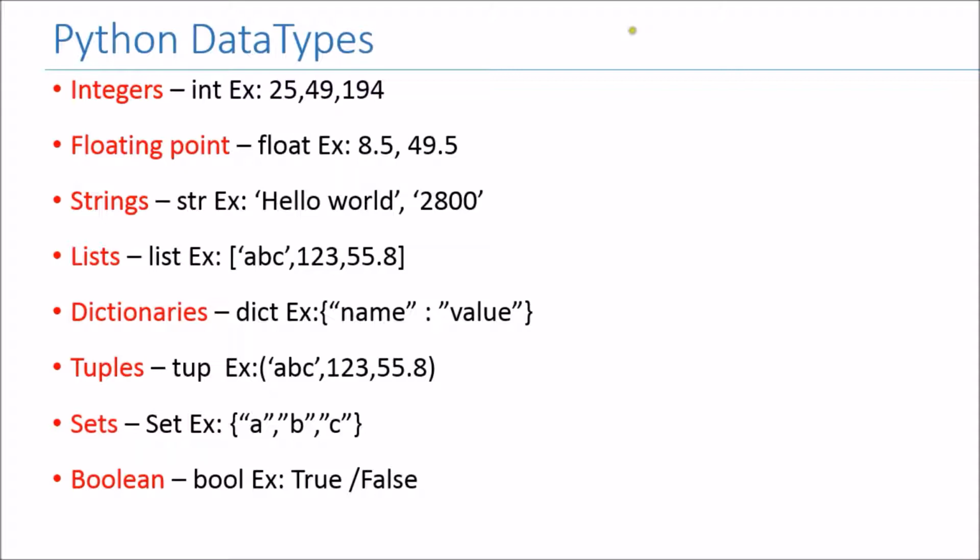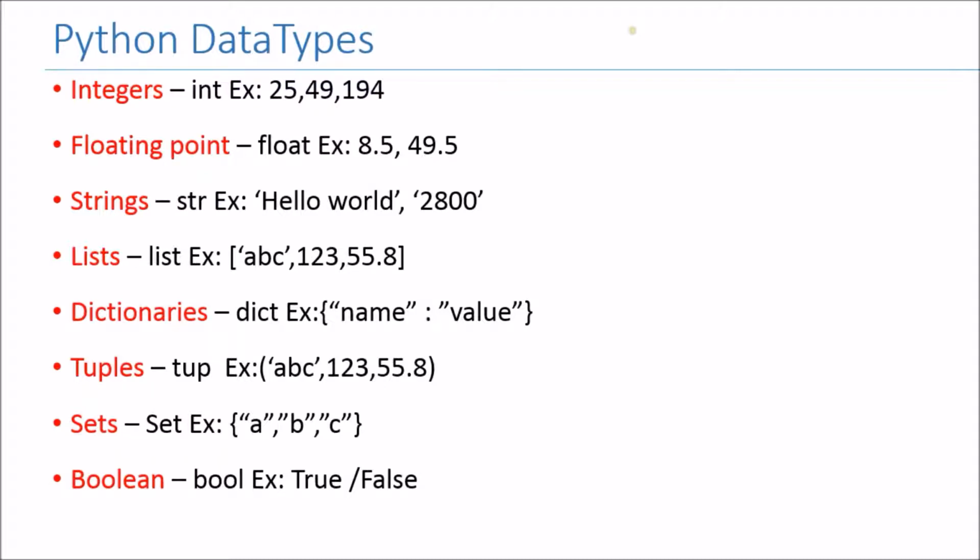Next, list. List is an ordered set of items. It can consist of strings, characters, or integers or floating point in a single occurrence. For example, here the list contains ABC, which is a character. Again, you can identify it due to the presence of quotes around ABC. 123 is a whole number and 55.8 is a floating point.